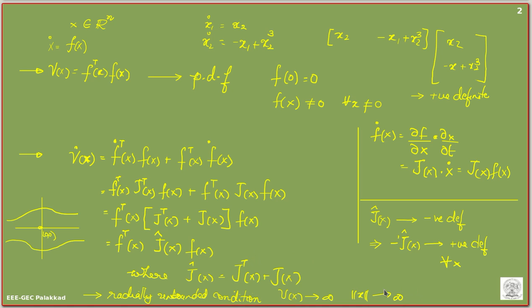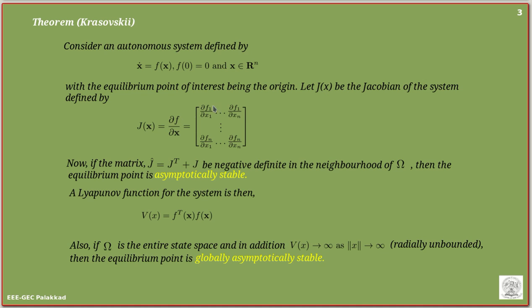It's quite simple. You can try it out. So I will just state the theorem of Krasovskii. This is what has been discussed now. We are given an autonomous system with the origin as equilibrium point, and J of x is defined like this. If we define J hat of x as J transpose plus J, the Jacobian transpose plus the Jacobian, and if we get J hat of x to be a negative definite function in the neighborhood of the origin that we have defined, then the equilibrium point is asymptotically stable.